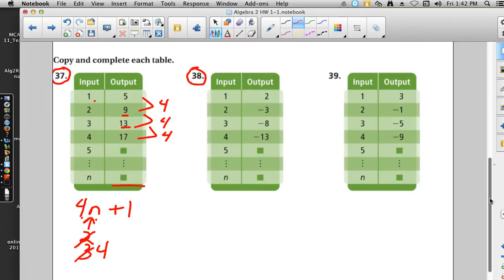One more to check. Let's try a 4. 4 times 4 is 16, plus 1 is 17. That is our rule: 4n plus 1. Number 38, same type of thinking.